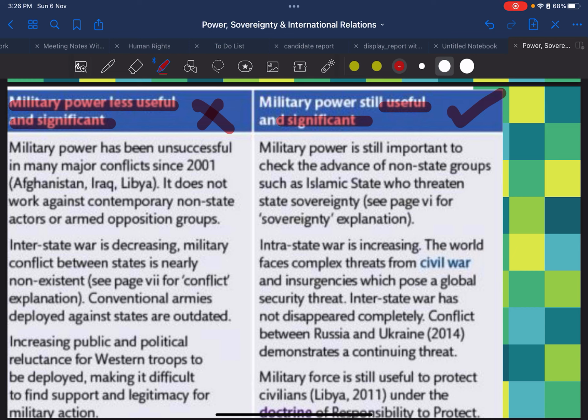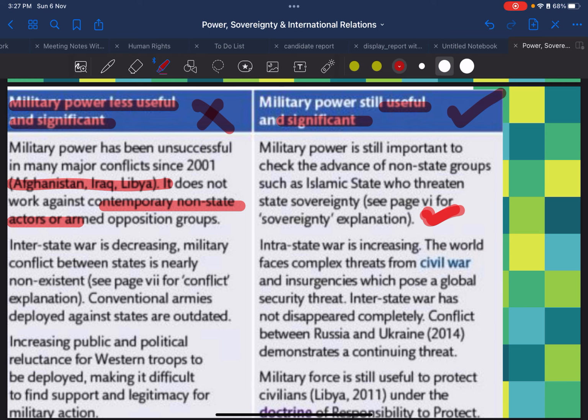First one is talking about contemporary non-state actors which are emerging. They have not been controlled by military. Then here it says that still they have been controlled very well. If you see, military power has been unsuccessful in major conflicts. These examples are given, and they do not work against contemporary non-state actors. So this whole debate is created on whether military power is really important or not.